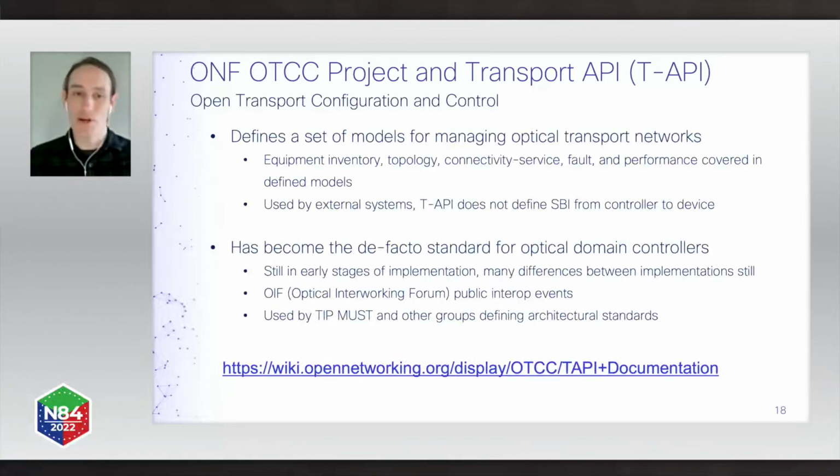One thing I want to mention, specific to ONF and the OTCC project, is the Transport API, or TAPI. It's a little bit different. TAPI is a set of YANG models that describe all of the functions I need to manage an optical transport network. Optical transport networks are traditionally very proprietary. There's no real device-level interop with optical networks like we have with IP routers and switches. GMPLS exists, but it's not really interoperable between vendors. There's a lot of secret sauce that happens.